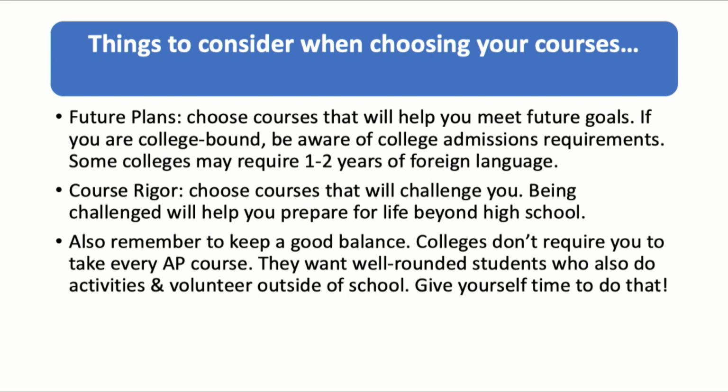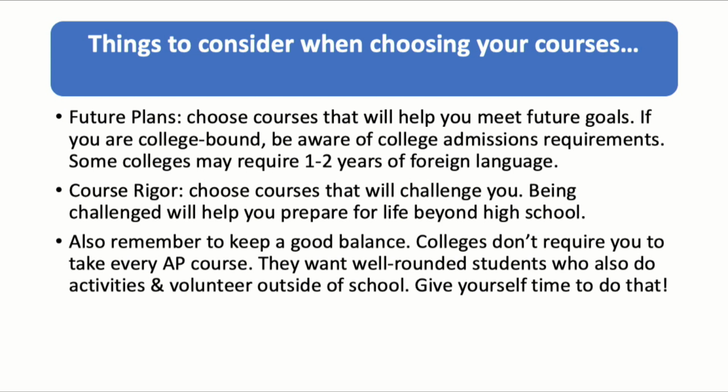A few things to consider for everybody when picking your courses is your future plans and what you plan to do after high school. So if you're thinking that college is your path, maybe taking a look at some college admissions requirements, as some schools might require 1 to 2 years of a foreign language, or they'll want you to do 4 years of math and science.